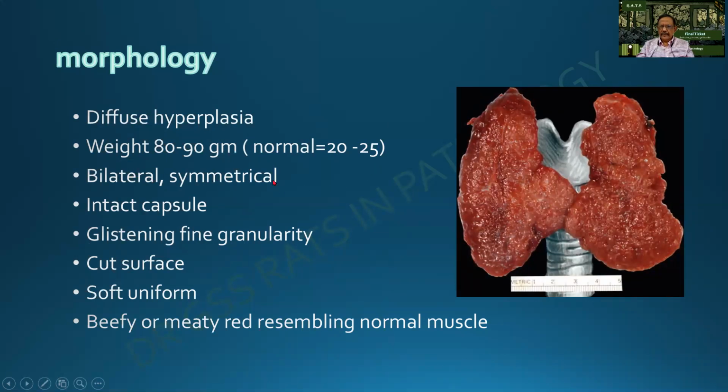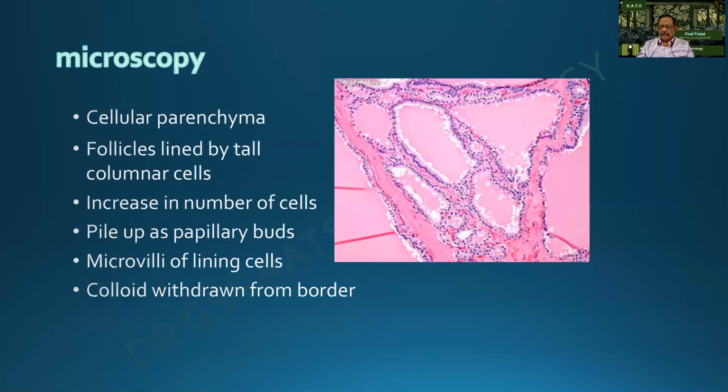Bilateral, symmetrical. The capsule is intact. This is the capsule outside which is intact. It is glistening and it has got fine granularity. The cut surface, again, is solid, beefy red, soft, uniform, and it resembles the normal muscle. So this is a gross picture.